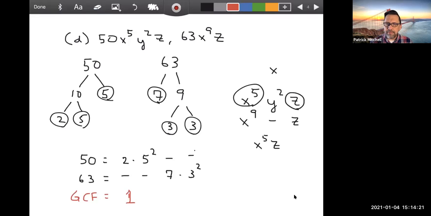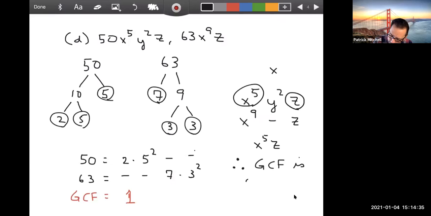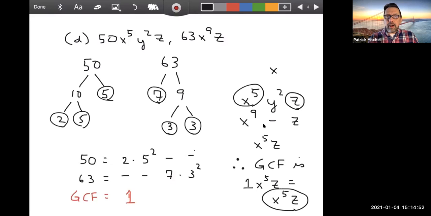Okay, kind of made it look like the final answer, but the final answer really is here. This fancy symbol means therefore. The greatest common factor for the whole problem is 1 times x to the 5th times z, which of course can just be written as x to the 5th times z. All right, there we go. So that takes care of finding the greatest common factor of a list of either numbers or terms.